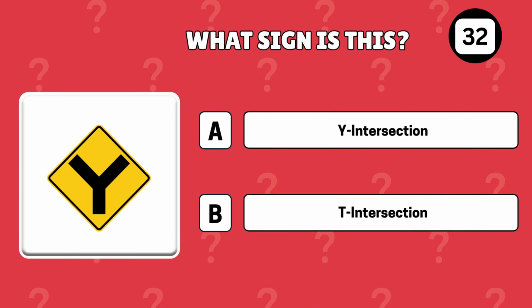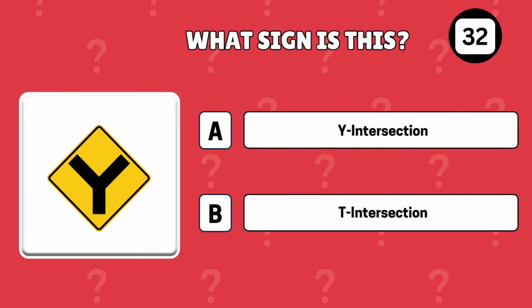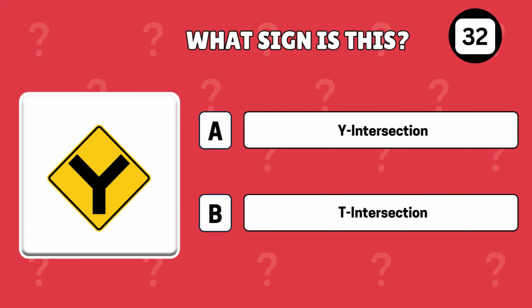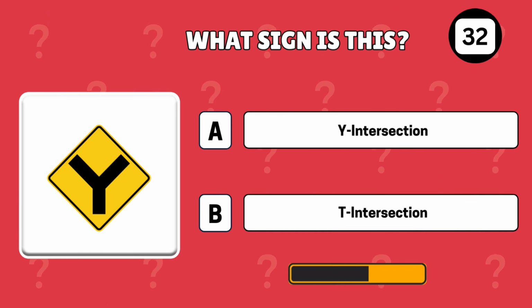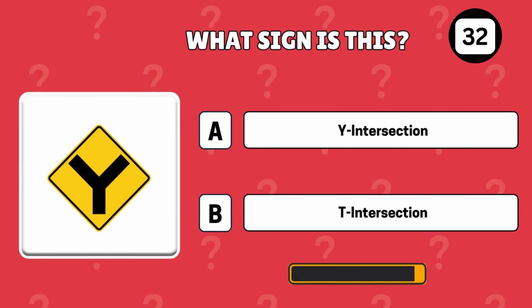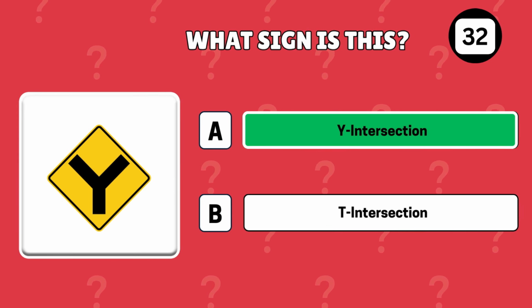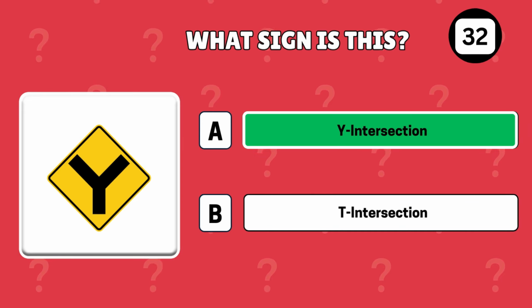What sign is this? A. Y intersection. B. T intersection. Brilliant! This is the Y intersection sign.